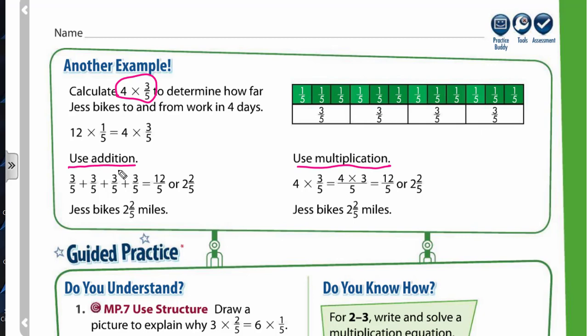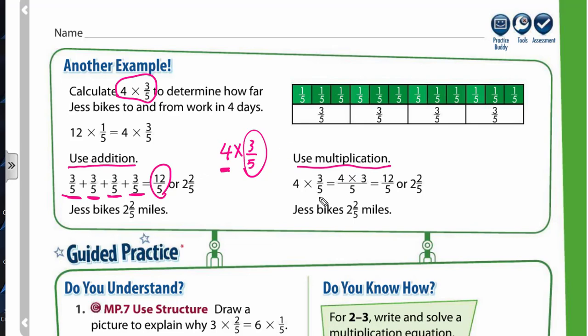Using addition, this is 4 times 3/5, so we will repeat 3/5 4 times. As you can see, I need it 4 times, and just add them. Here it's 12/5, and 12/5 we can convert to a mixed number. I will tell you how to convert it, but now focus on the 12/5. Okay, addition is good. Let's move to multiplication.